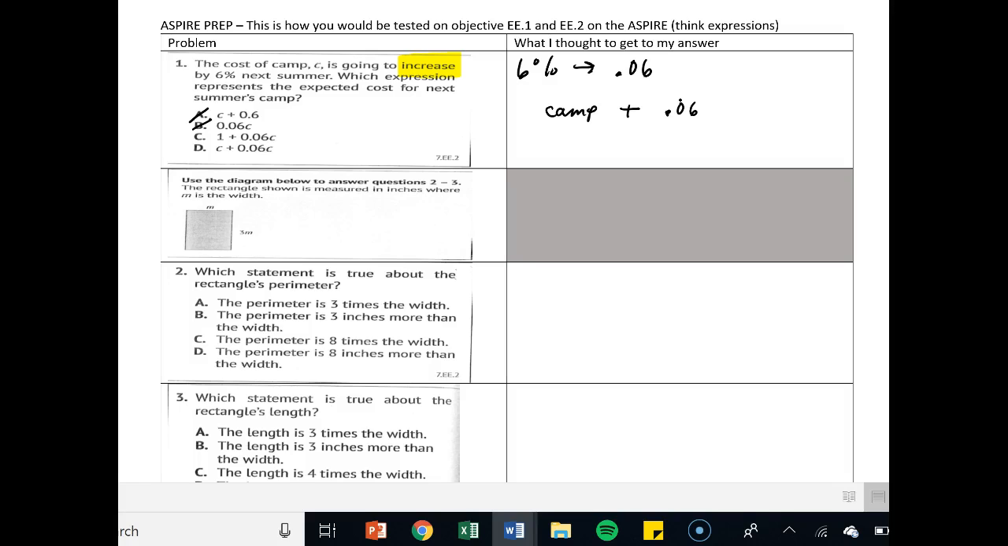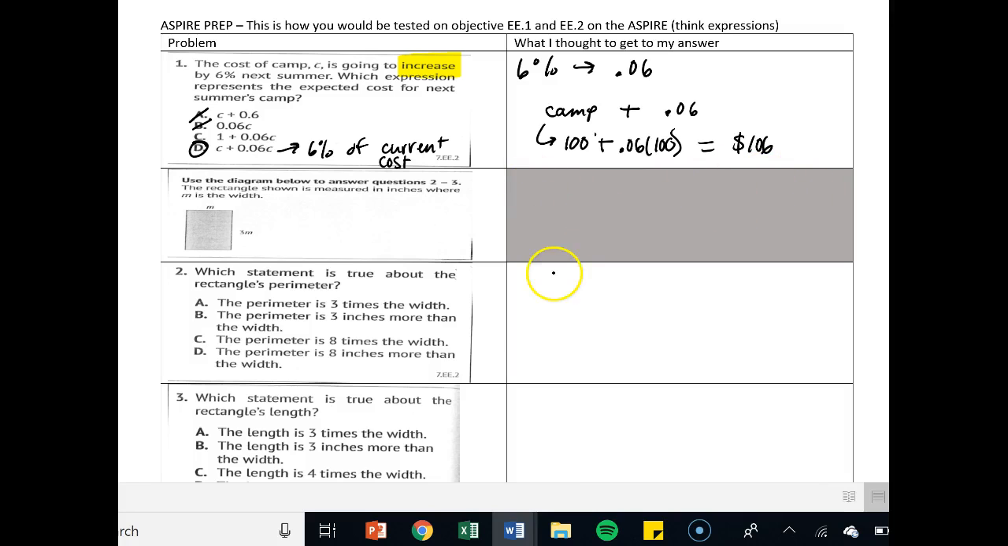Now, if you take a look at C, it says 1 plus 0.06 times C, and D says C plus 0.06 times C. And D is actually going to be your correct answer because this 0.06, it's 6% of current cost, right? So if it's going to increase by that, it's going to go up by that. So like if the cost of the camp was $100, basically what we've said is that next year's camp is going to be 100 plus 0.06 times 100, which means next year's camp, if you do this in your calculator, is going to cost $106. So it's gone up by $6. Right? All right.